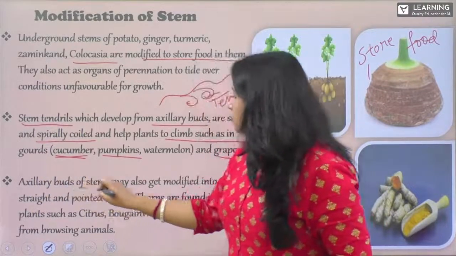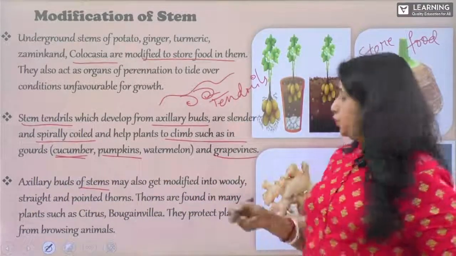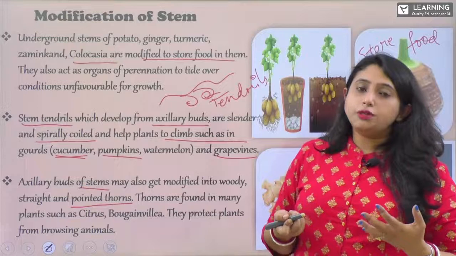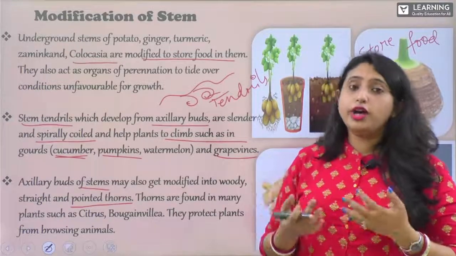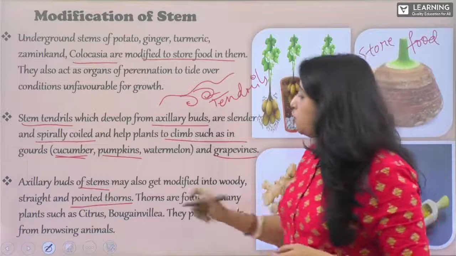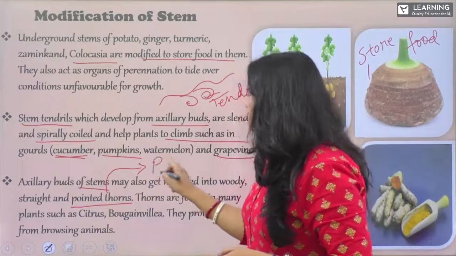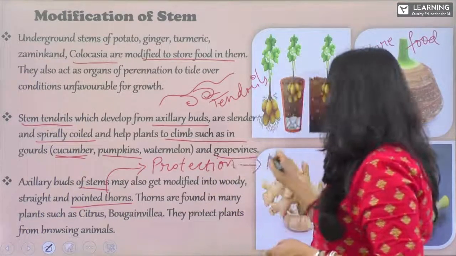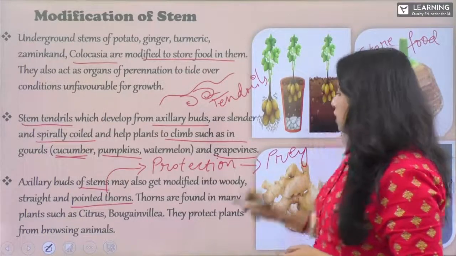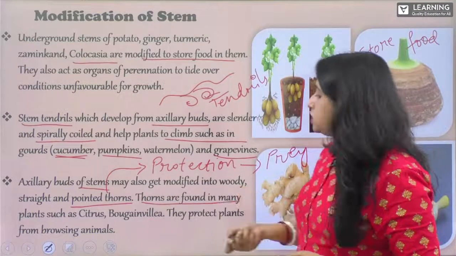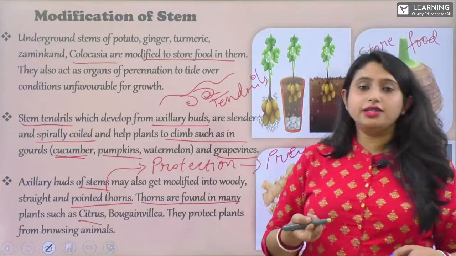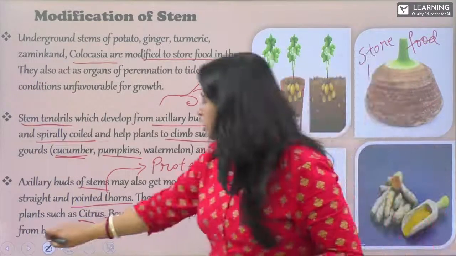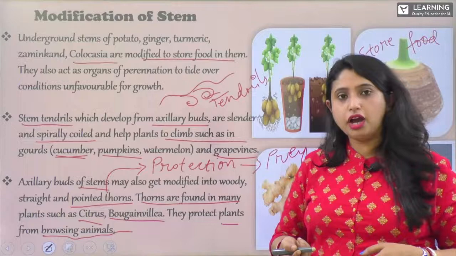So axillary buds of the stems may also get modified into woody, straight, and pointed thorns. So some of the stems' axillary buds can modify themselves into thorns, okay. What these thorns do is provide protection against predators. Clear? Thorns are modified in many plants like citrus, that is the lemon plant, and bougainvillea. They protect the plants from browsing animals.